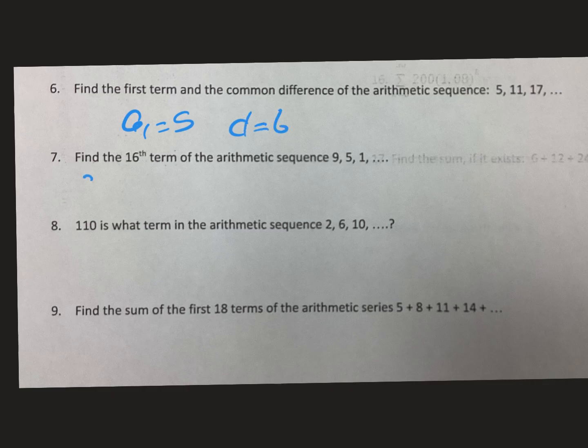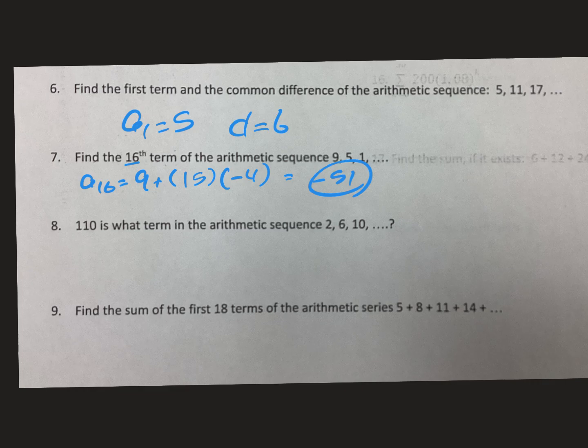16th term of an arithmetic, I'm going to do A16. I'm using the formula. It's the first term plus n minus 1 times d. N is 16. 16 minus 1 is 15 times d. This time d is negative 4. I'm just going to punch that in. Looks like I'm getting negative 51 right there.